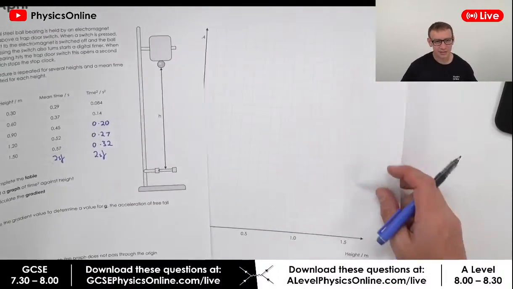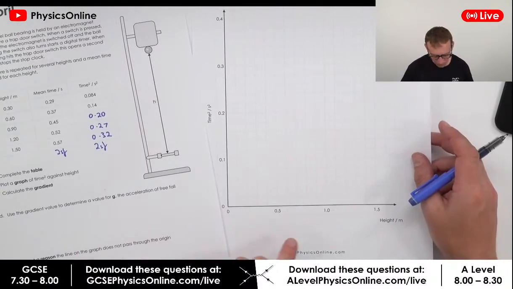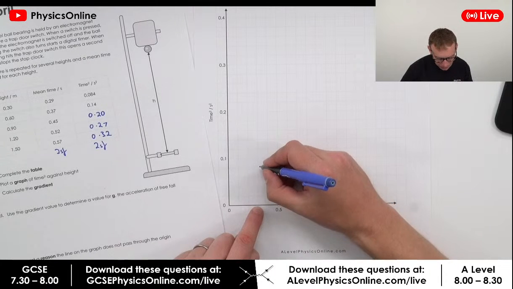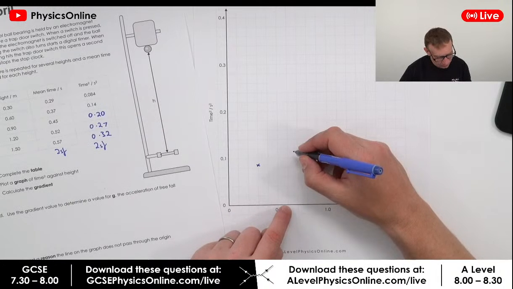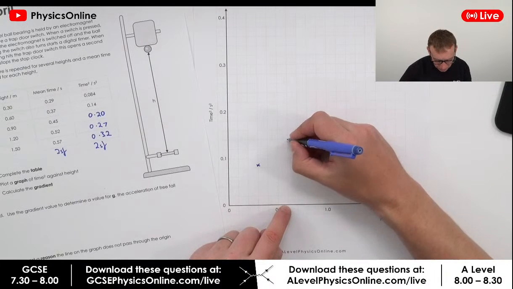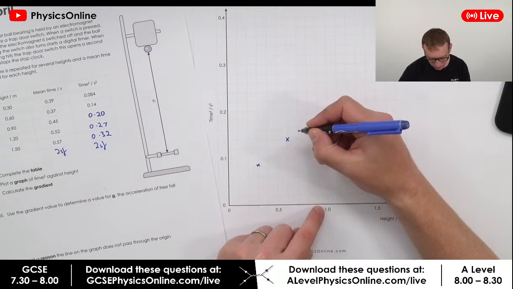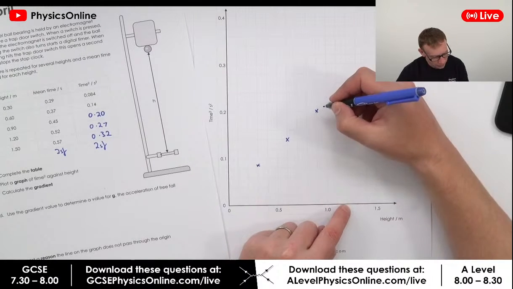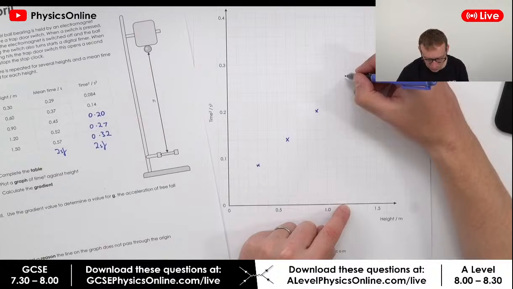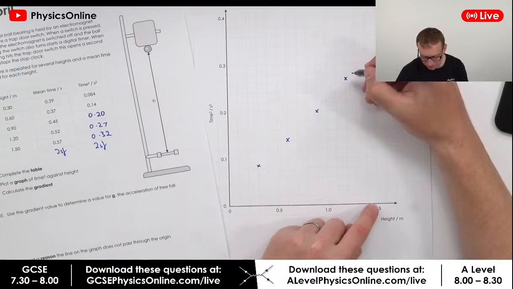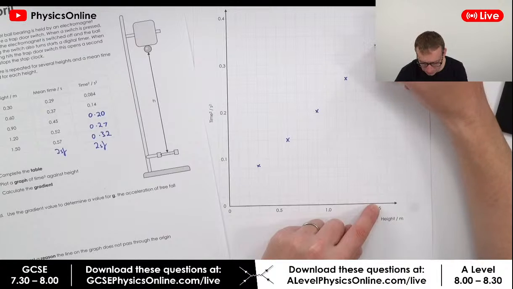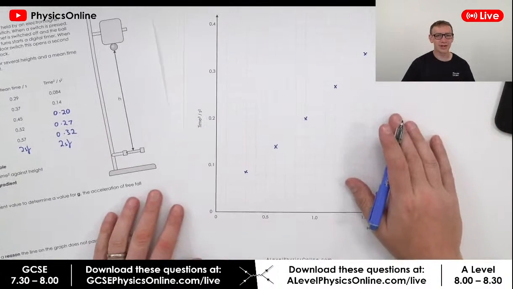Okay, so let's just plot that data. We've got height along here. So when it's 0.3, it's 0.084, which is kind of like there. And then we've got 0.6, and it's 0.14, like that. And then at 0.9, it's 0.2. We've got 1.2, 0.27, and then of course we've got 1.5 and 0.32.